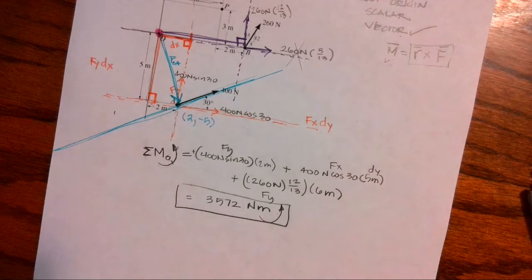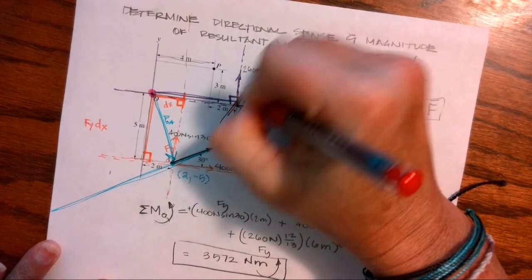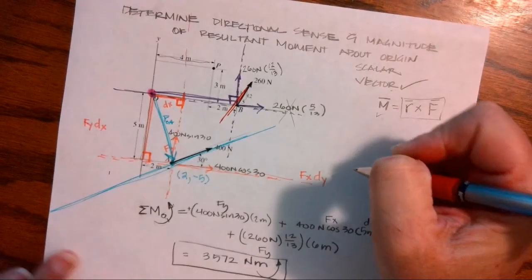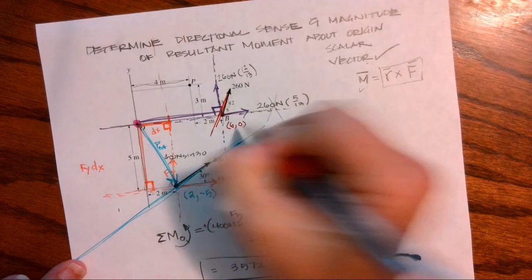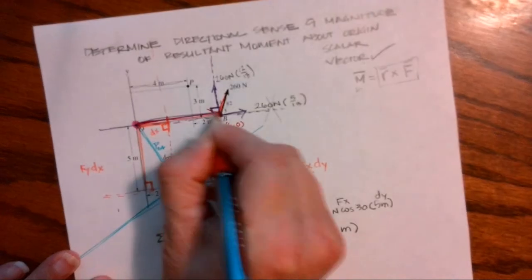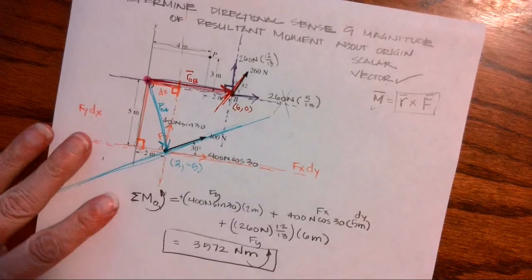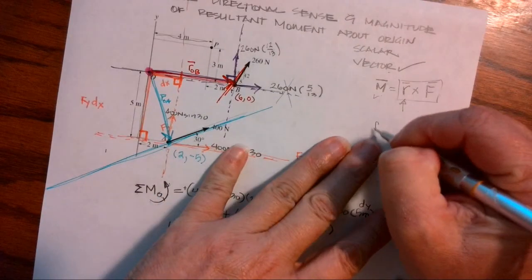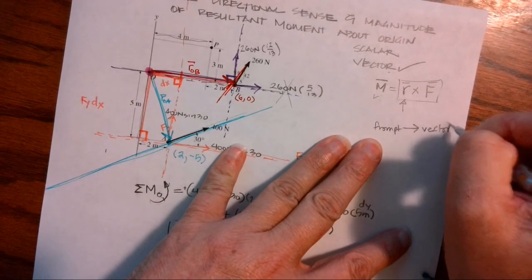Okay? And then I can do the same thing over here. I have this vector of 260 newtons. We see it goes in that direction. The point that I do know is B, and its coordinates are 6, 0. Okay, so this time my position vector, R, O to B, goes from the origin to point B. So remember that position vector, it always goes from the point to the force vector.